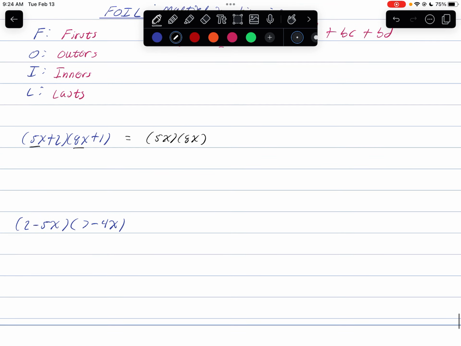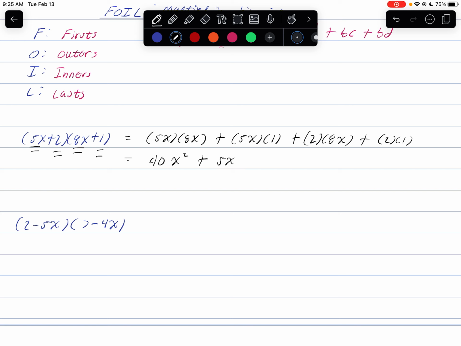Okay, then we have our outers, so 5x and 1. Okay, and then we have our inners, so 2 and 8x. Okay, and then we have our lasts, which are going to be 2 and 1. Okay, then we perform the multiplication on each of these. So we have 5 times 8 is 40, and x times x is x squared. Then we have 5x times 1. That's easy. That's just going to be 5x.